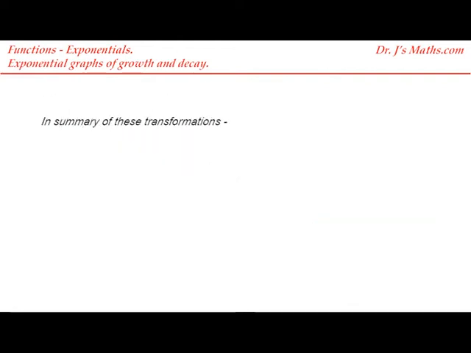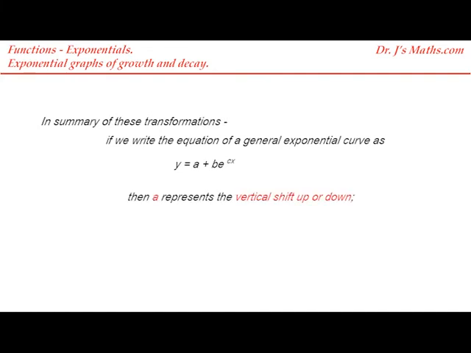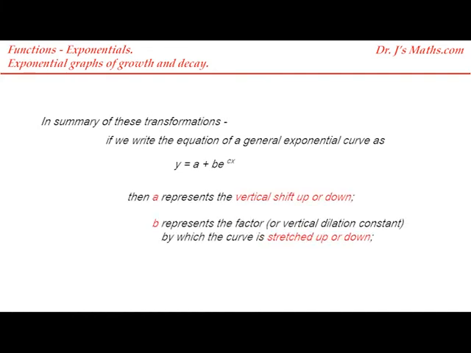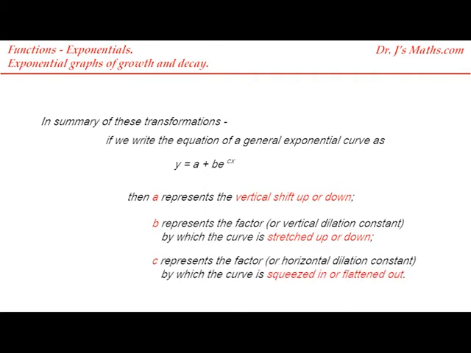So in summary of these transformations, if we write the equation of a general exponential curve as y equals a plus b e to the cx, then a represents the vertical shift up and down, b represents the factor or vertical dilation constant by which the curve is stretched up and down, and c represents the factor or horizontal dilation constant by which the curve is squeezed in or flattened out.